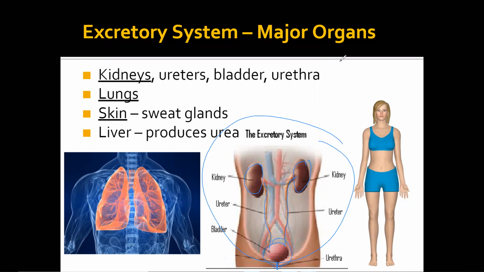Your lungs are going to count as part of your excretory system, even though they are part of your respiratory system as well, because they do also function to remove wastes from your system, i.e. carbon dioxide, though you will not see the lungs referenced a whole lot as part of the excretory system because it's a separate situation. Your skin has sweat glands that will release sweat onto your skin surface for the purpose of cooling your body. And then the liver finally is going to produce urea, which is a chemical that we will talk about later. But urea is found in your urine.